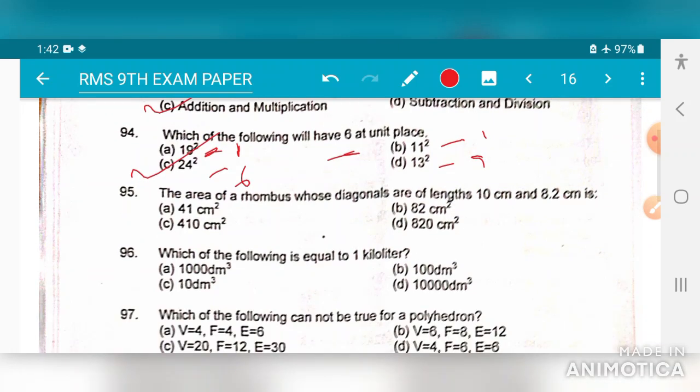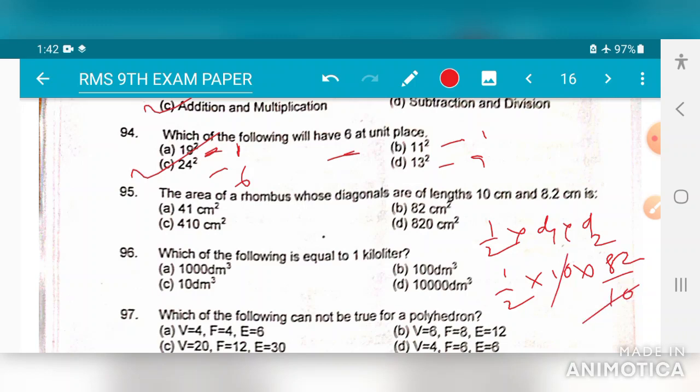Understood? The area of a rhombus whose diagonals are of length 10 centimeter and 8.2 centimeter is... the area of a rhombus is half of d1 into d2, the diagonals. What is d1? 10 centimeter and d2 is 8.2, which means 82 by 10. This 10 gets cancelled. 2 ones are 2, 2 fours are 8. So the answer is 41.